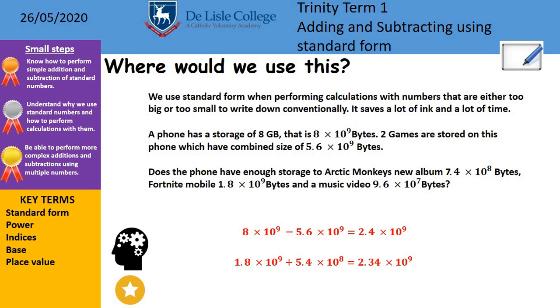So what are we going to do? We have our 1.8 times 10 to the 9 for the Fortnite mobile, and we've got 5.4 times 10 to the 8. If we then include the rest of the information, you can see that hopefully the value 2.43 times 10 to the 6 is greater than the 2.34 times 10 to the 9 that we had left on the phone.